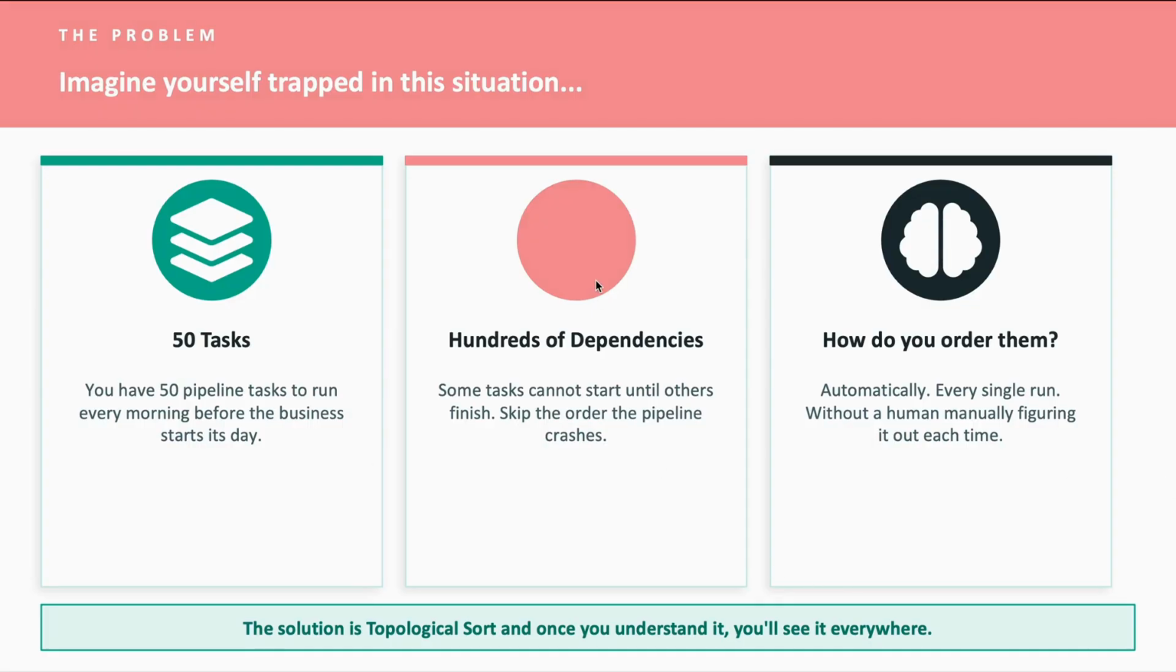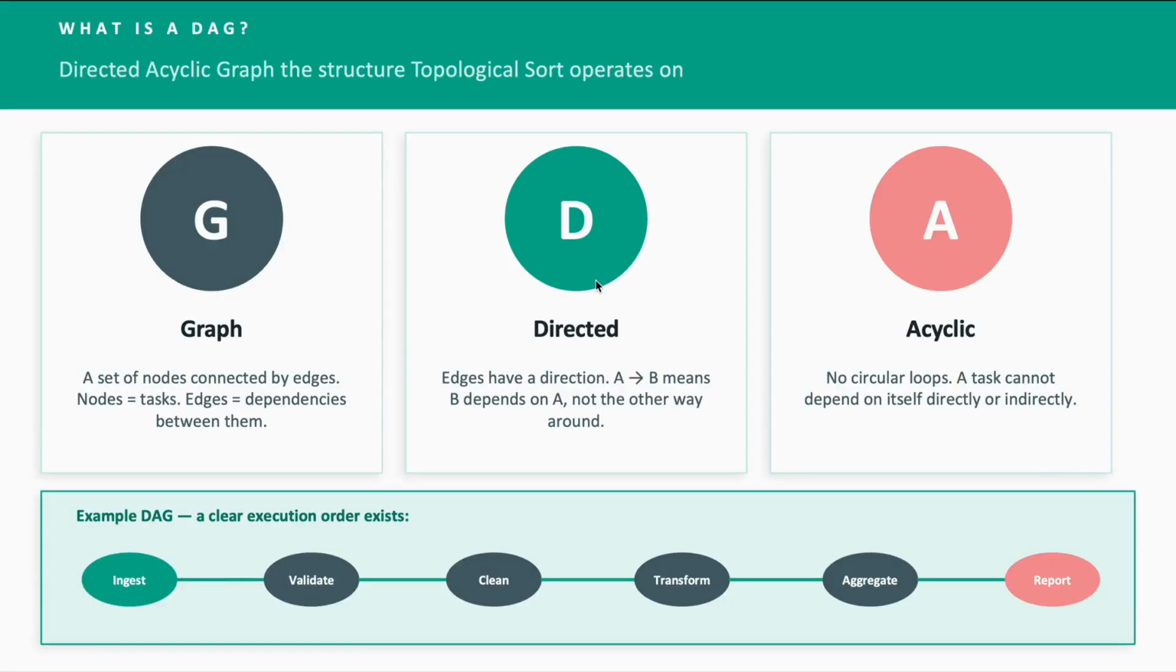So now let's understand what a DAG is, because it's an important concept that we have to learn about. Before we look at the algorithm, we need to understand what it operates on. It's a structure called a DAG, a directed acyclic graph. We have three words, so let's break them down each in its own way. First of all, graph. It's just a set of nodes connected by edges. In our case, nodes are the tasks and edges are the dependencies between them.